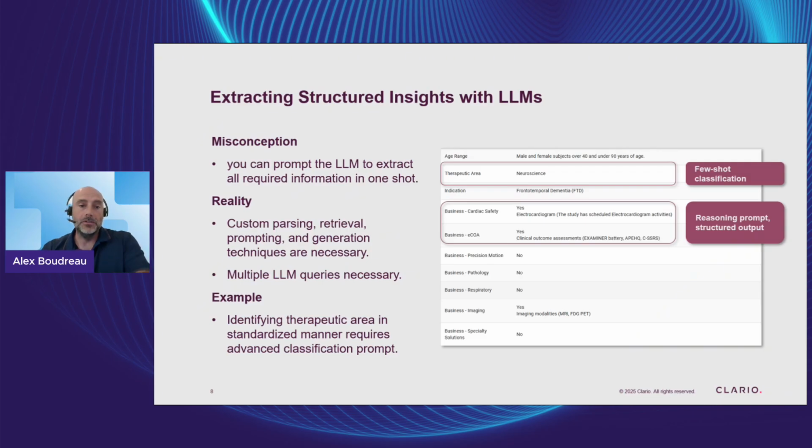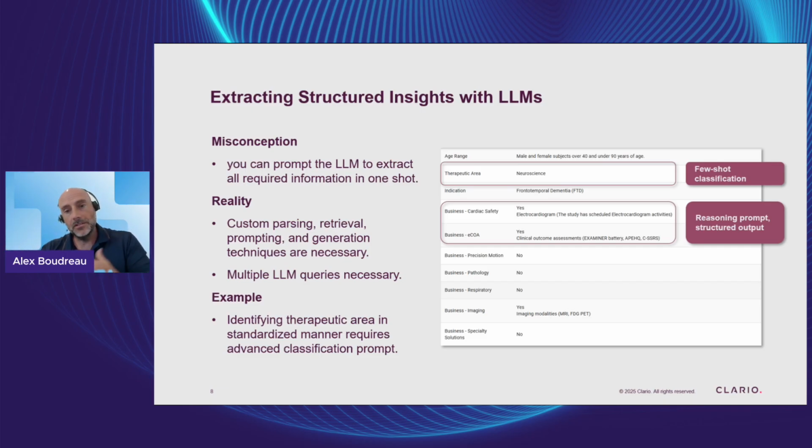And generally, you'll need to leverage multiple LLMs and use multiple LLM queries to extract that information. To give you some very simple examples, here we have a structured output from a study protocol where highlighted at the top is the therapeutic area, which says neuroscience. Assuming you have a standardized way of classifying therapeutic areas in studies, here we've used a simple few-shot classification technique to associate different types of information to a therapeutic area.